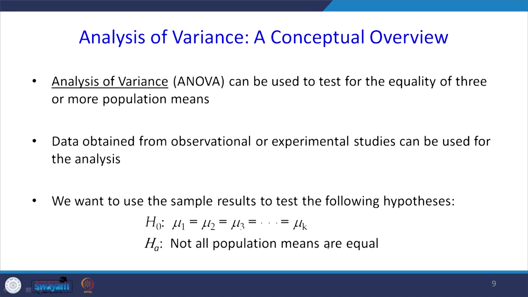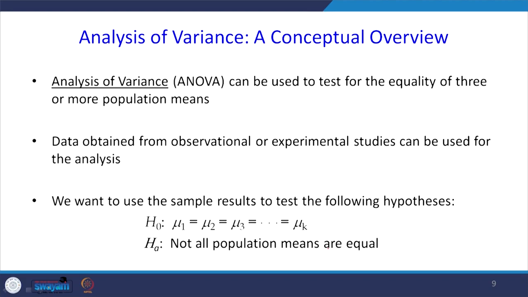Now I will go to the formal definition of ANOVA in a conceptual overview. Analysis of variance can be used to test the equality of 3 or more population means. Data obtained from observational or experimental studies can be used for this analysis. We want to use the sample result to test the following hypothesis. In ANOVA, what is the hypothesis?